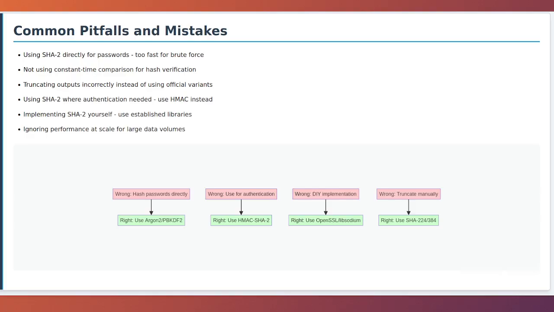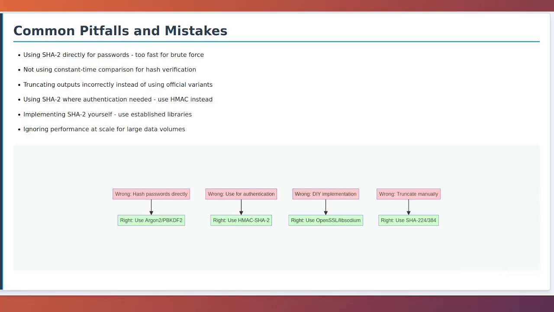Mistake 4 is not handling the empty string case. Make sure your implementation correctly hashes empty inputs. This is a common source of bugs. Mistake 5 is using SHA-2 where authentication is needed. SHA-2 provides integrity, but not authenticity. An attacker can modify data and compute a new hash. For authentication, use HMAC-SHA-2 or authenticated encryption.